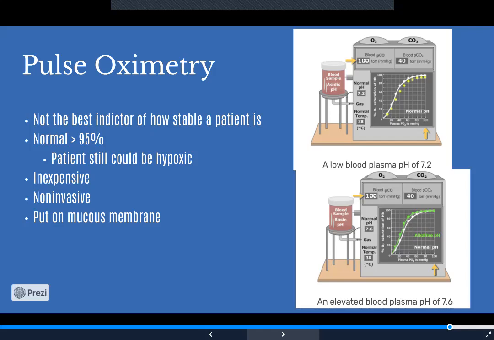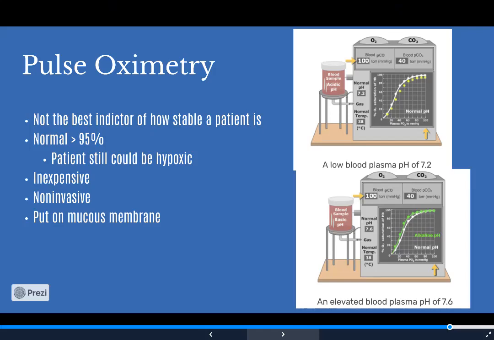And the reason for that is that it only measures how much oxygen is on our hemoglobin, but it doesn't measure how much oxygen is actually getting to the tissue itself, right? And so it's great that our oxygen is on the hemoglobin, but in order to survive, we need our patient to actually have oxygen delivered to the tissue of the entire animal. So it's great. It's an inexpensive tool. It's non-invasive.